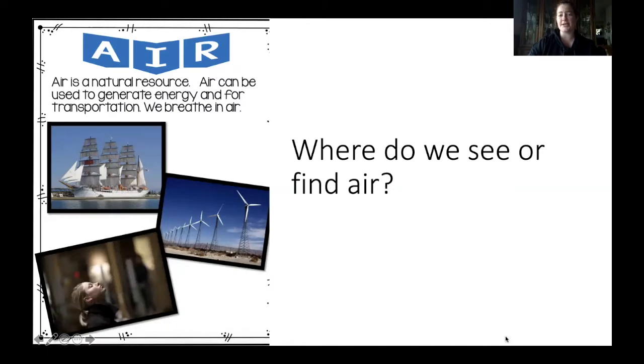The next natural resource we use is air. Air can be used to generate energy for transportation. We breathe in air. Okay, look at this. This is a boat. This boat is using air to help move it along. Ooh, this person is breathing in air. These are windmills. They are used to generate energy or electricity when wind goes over it.